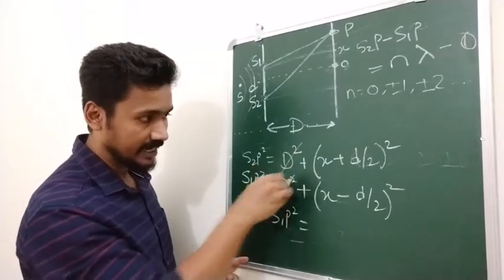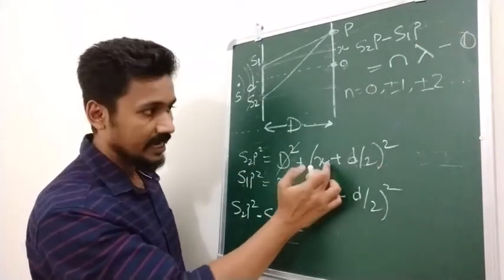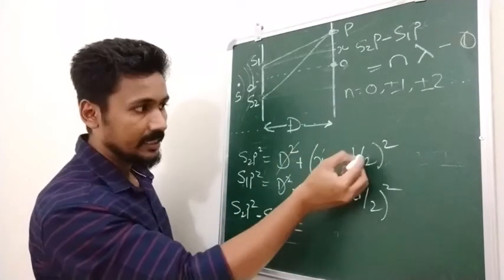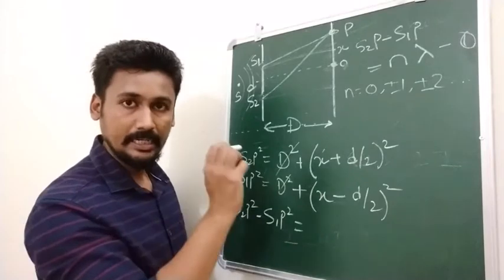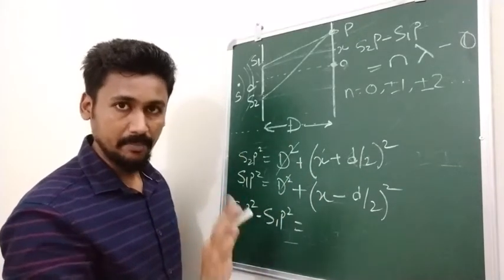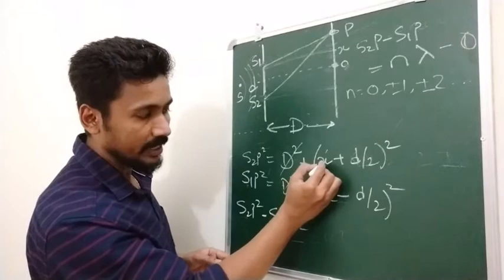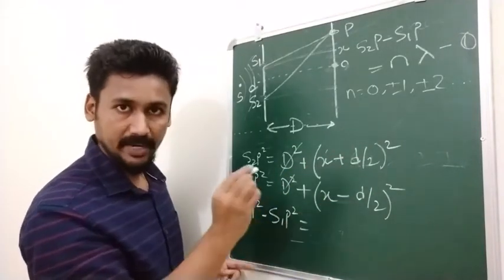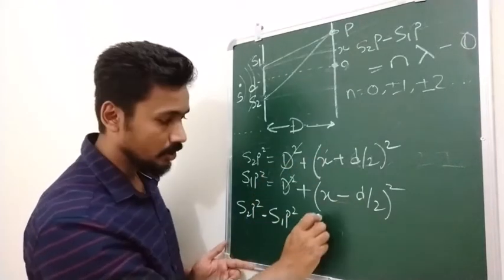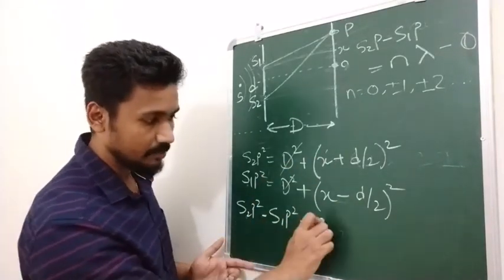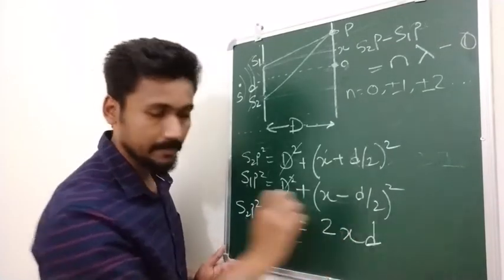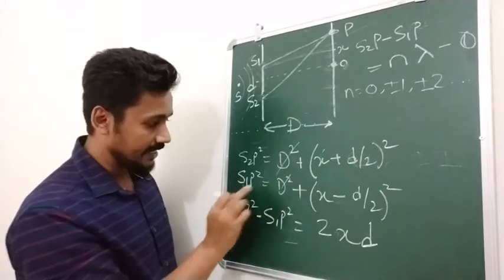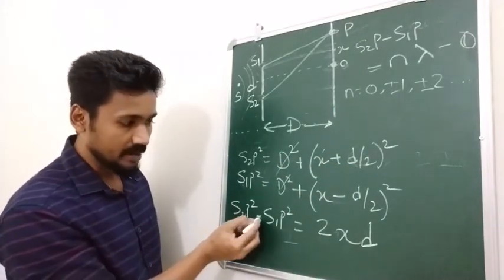D square will get cancelled. If you expand this, a minus sign will come here. So X square will get cancelled. Then D square by 4 will get cancelled. What will be remaining is only the term 2XD by 2. So 2XD by 2 plus 2XD by 2 will be 4XD by 2. So you will get S2P square minus S1P square as 2XD. All I have done is expand these brackets and then subtract S2P square minus S1P square.